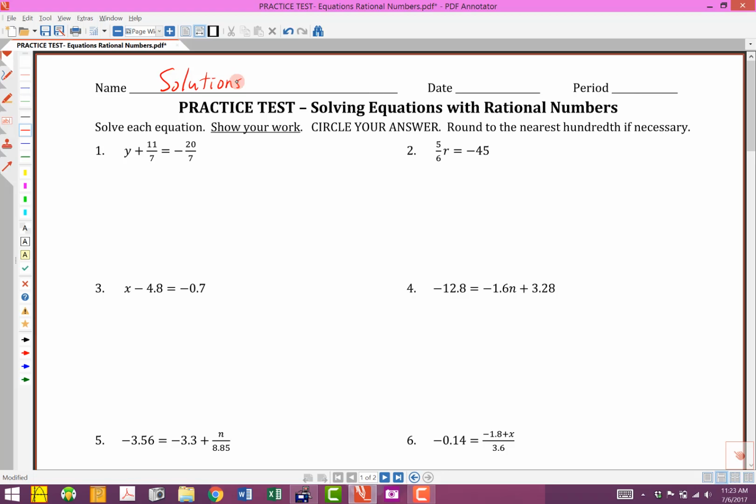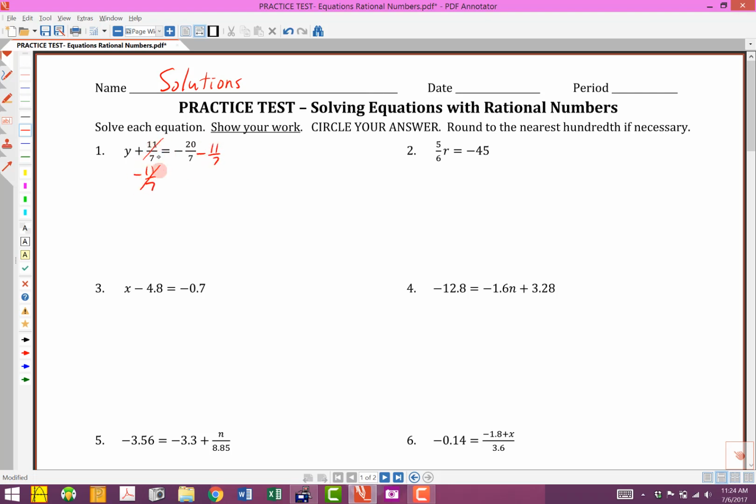Let's take a look at this practice test for the rational number equations that we've been working on. So some of these hopefully are pretty easy, and then some of them will be a little bit more on the challenging side. Let's take a look at this one right here. We need to isolate the variable term here, so we're going to get rid of that 11/7. We're going to subtract 11/7 from each side.